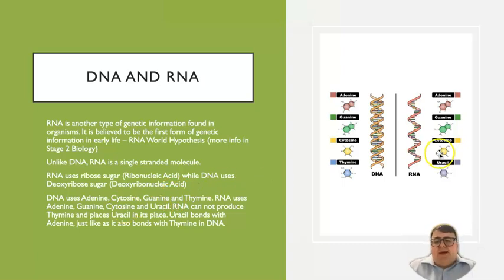And lastly, with the bases, as we discussed previously in the PowerPoint, DNA is using adenine, guanine, cytosine, and thymine, but RNA can't physically make thymine. So it still has adenine, guanine, and cytosine, but it replaces thymine with uracil. So when you're dealing with RNA, if you have an adenine on the other side, then it will always put a uracil in place of thymine, because it can't make thymine.